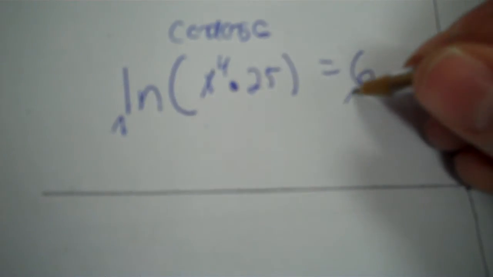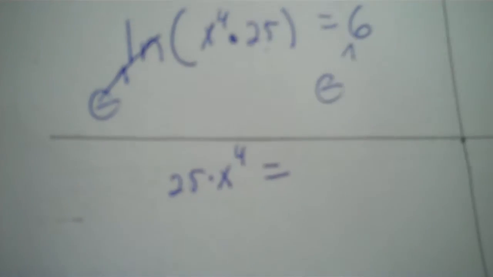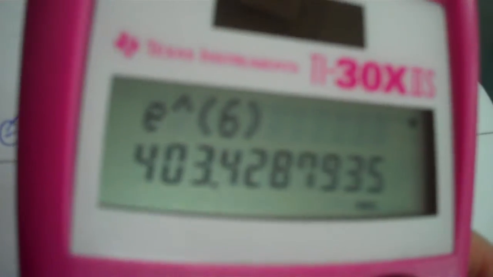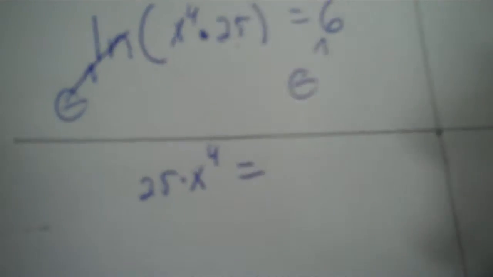I get this ln out of here by applying a caret and putting a base of e. This cancels, and please write that as 25. Put the 25 in front of the x to the 4th, and then e to the 6th power. So second ln 6, 403.43.